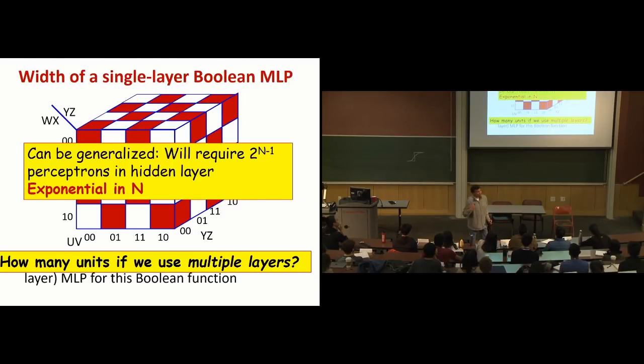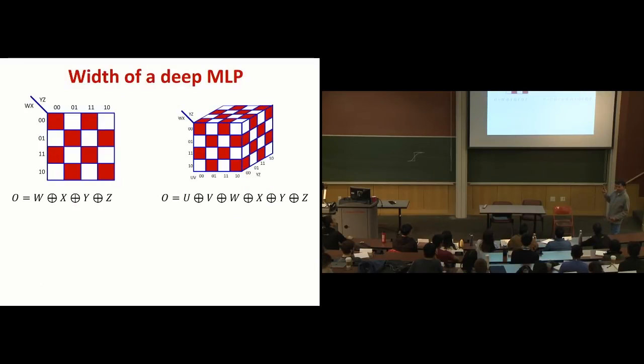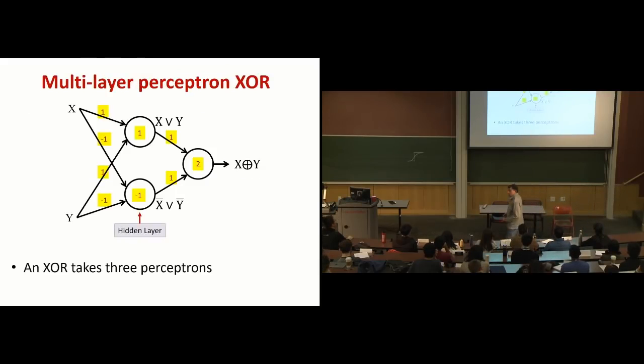What is this function really? We could have a combination of 4 variables in one layer and add 2 more subsequently. How? So I'll give you the hint, right? This is just W XOR X XOR Y XOR Z. XOR flips every alternate cell, right? This is U XOR V XOR W XOR X XOR Y XOR Z. And how many neurons did we need for an XOR? 3, right? I can do an XOR with 3.